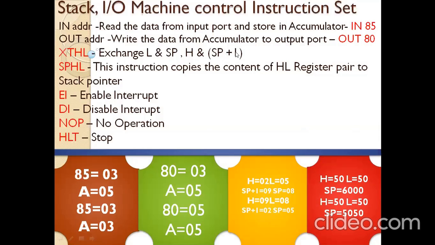XTHL means it will exchange the data between the HL register pair and the stack. So H value is 2, L value is 5, stack pointer value is 8, stack pointer plus 1 address is 09. Now this is moved to the H register, H value is moved to the SP plus 1, SP value is moved to the L register, and the L value is moved to the stack pointer.